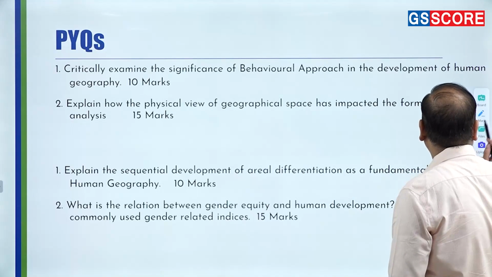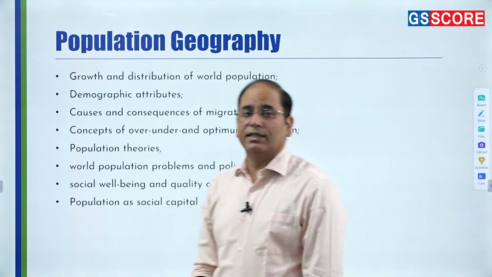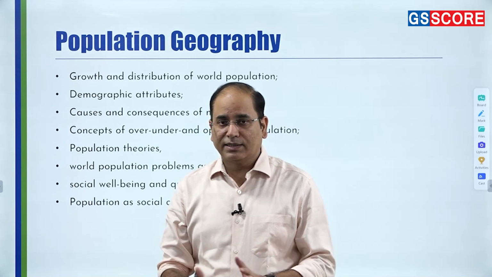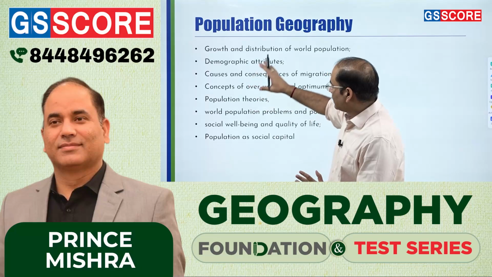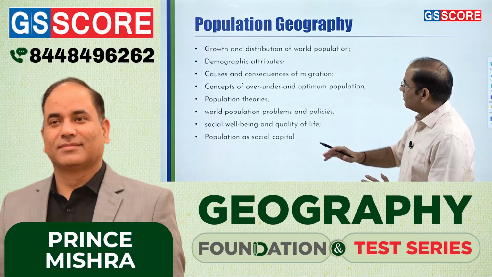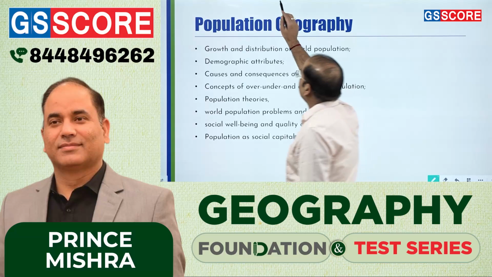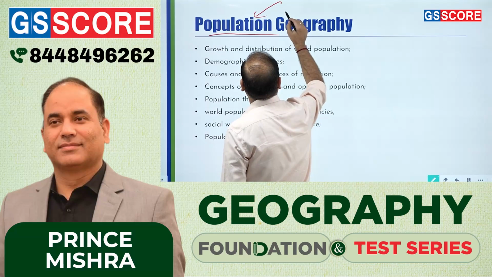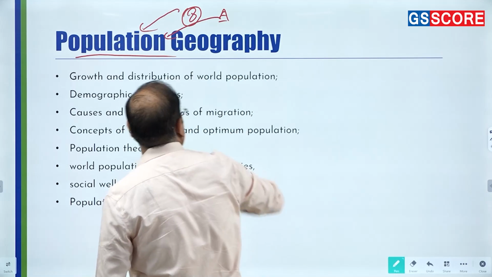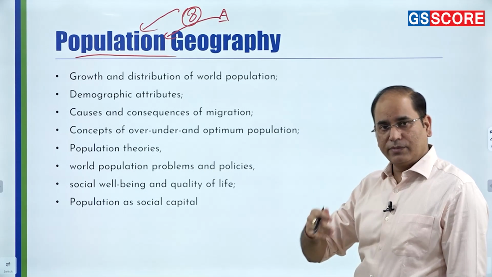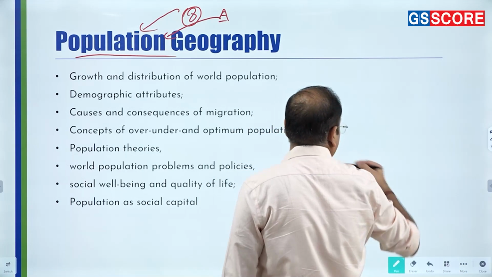Now moving to the next component, the next chapter is population and settlement geography. So population and settlement geography is the 8th chapter of your paper 1. But as I said, I have broken population and settlement geography into 2 chapters. One chapter is population geography, which you can say is chapter number 8A, and settlement geography is another component within the chapter.